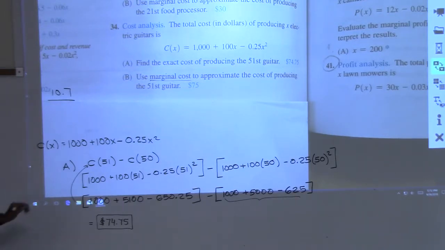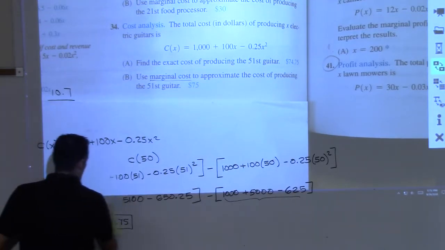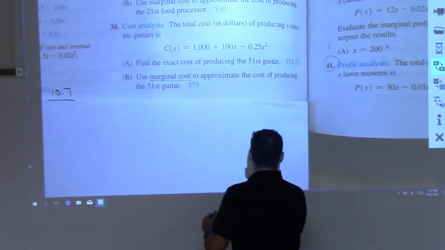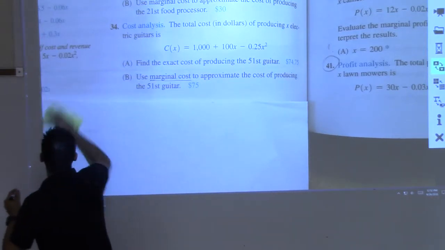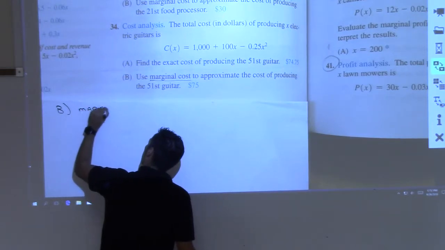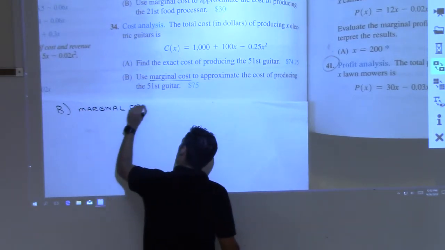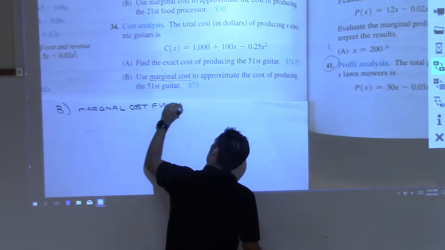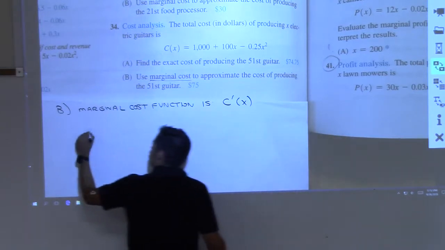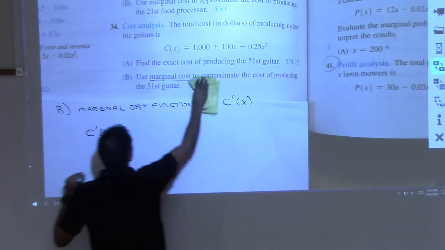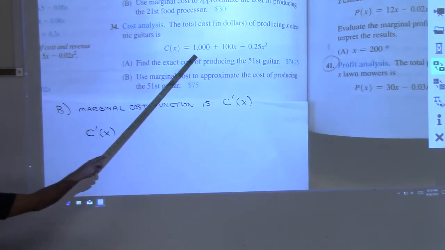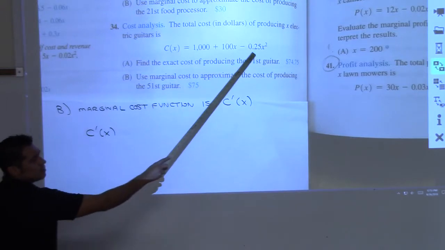So the first thing I want to do for part B, you know what, I'm going to erase this since I left that up there. Let me find for part B the marginal cost function. The marginal cost function is C prime of x. All right, let's go ahead and do that. C prime of x. So you have to take the derivative of your cost function. That one right there. We can do them individually, can't we?